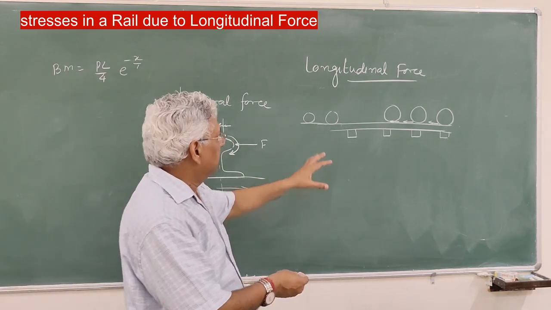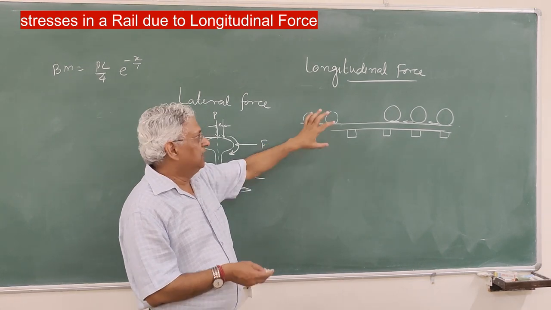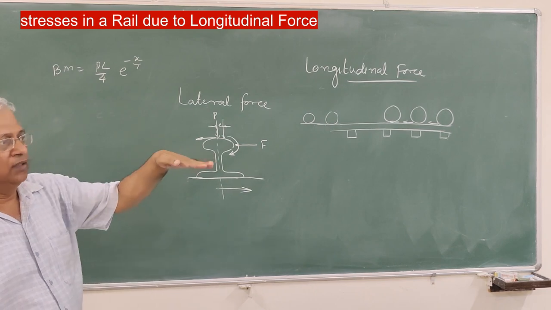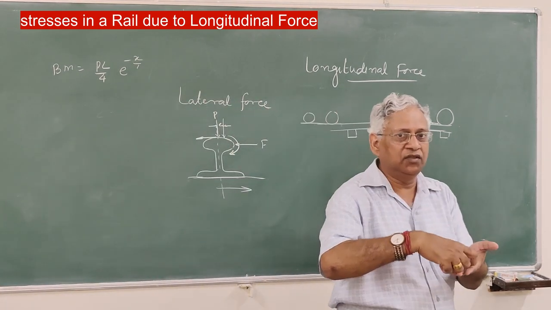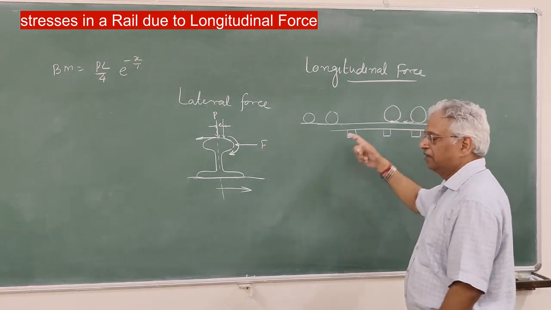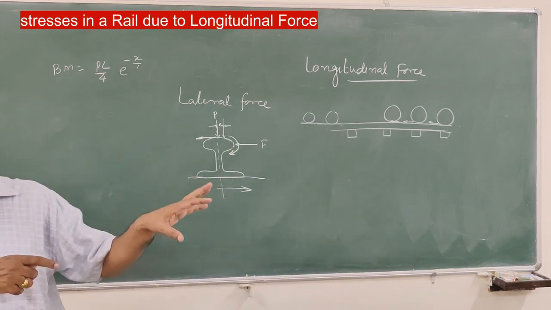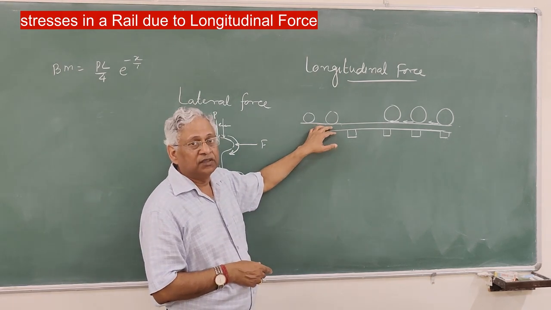And when these wheels, which are the trailing wheels, do not apply any force, they simply roll on the rails. Similarly, when the brakes are applied by the engine, then braking force is also applied on the rails. Braking force is applied by all wheels, because all wheels will try to slow down.